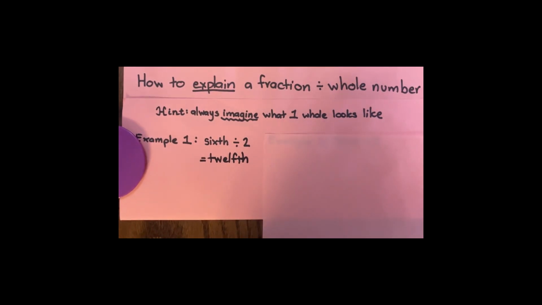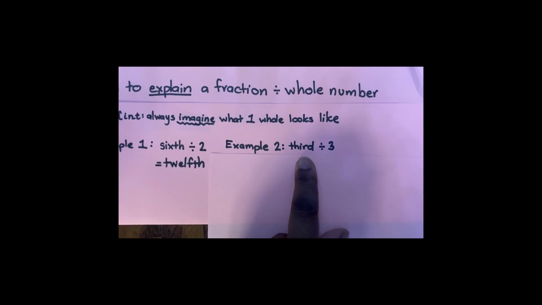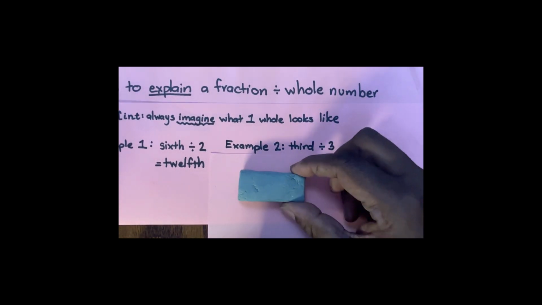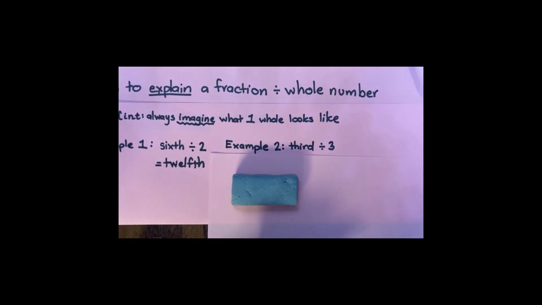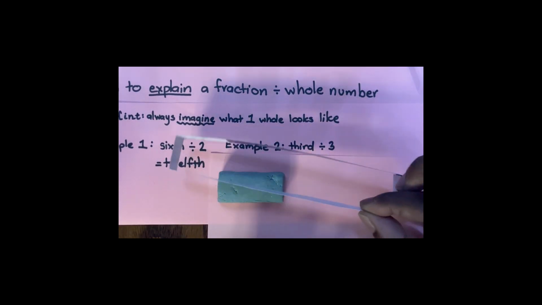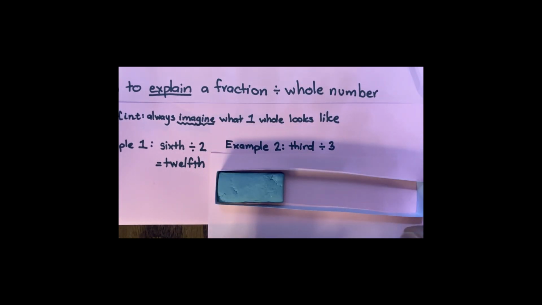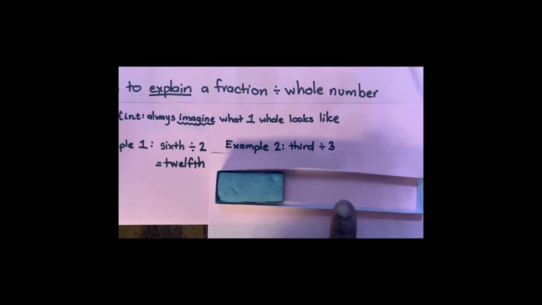Again, not just getting the answer, but also being able to explain it. Here's the second example. A third divided by 3. As soon as you see a third, you think about an amount. Here's an amount of pretend cake. But you also must think about the whole. You have to either draw it or imagine in your mind the entire cake pan, the whole. This is how big the whole has to be because I need 1, 2, 3 copies to make a whole.